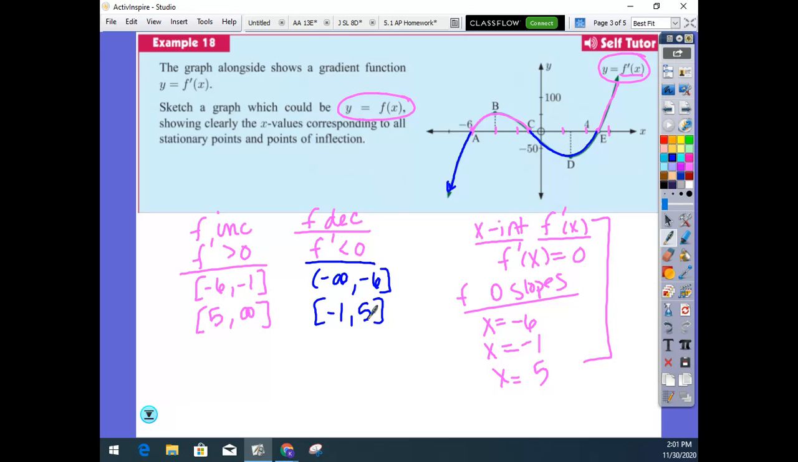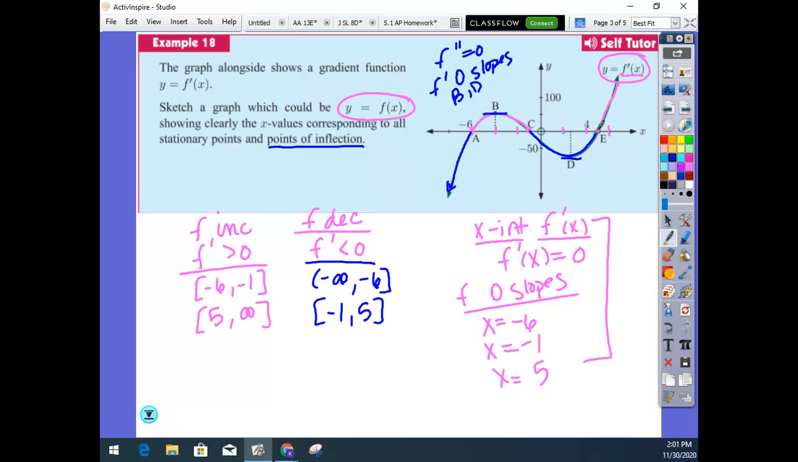Now it also talks about points of inflection. So remember, f double prime equals 0 gives our inflection points. That's the derivative of the derivative. So where f prime has 0 slopes, this is letter B and letter D, and notice it changes from positive to negative and negative to positive. So it has to also change sign. These are going to be inflection points.